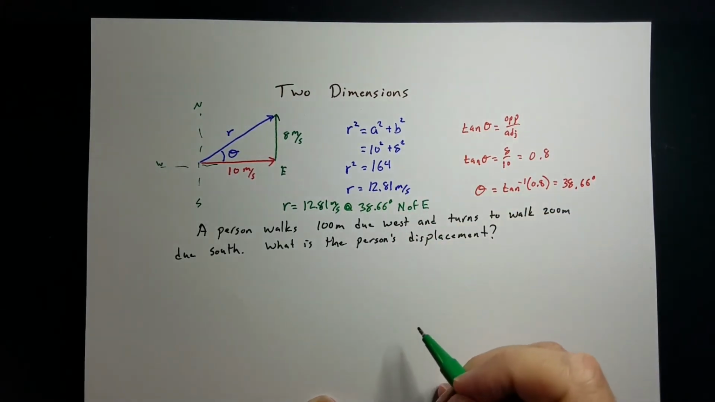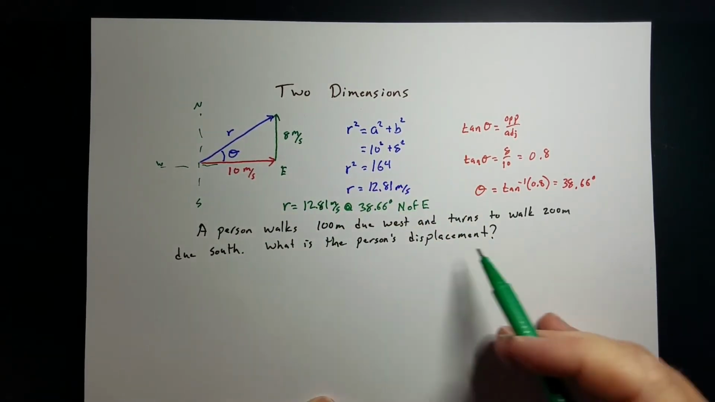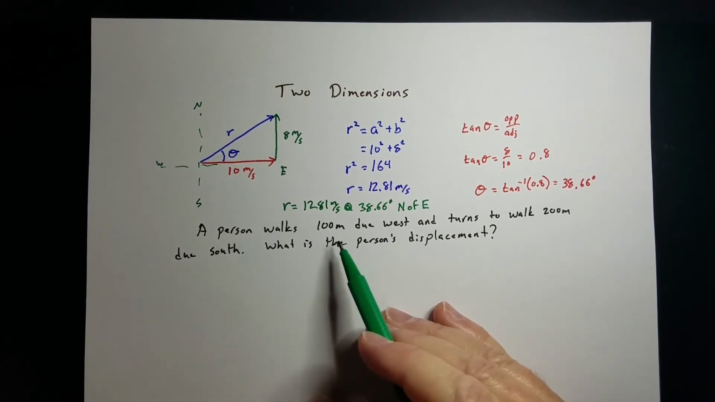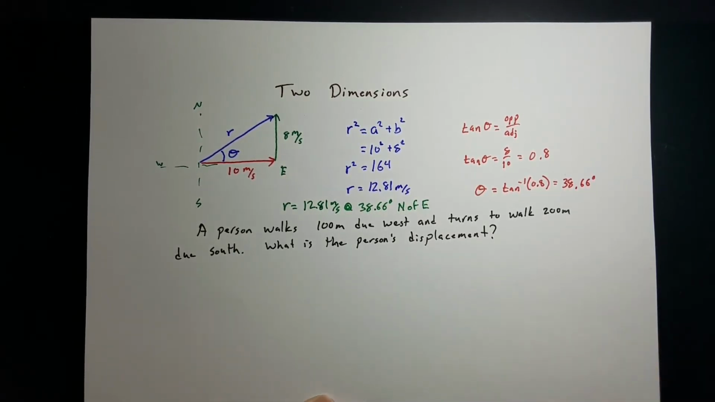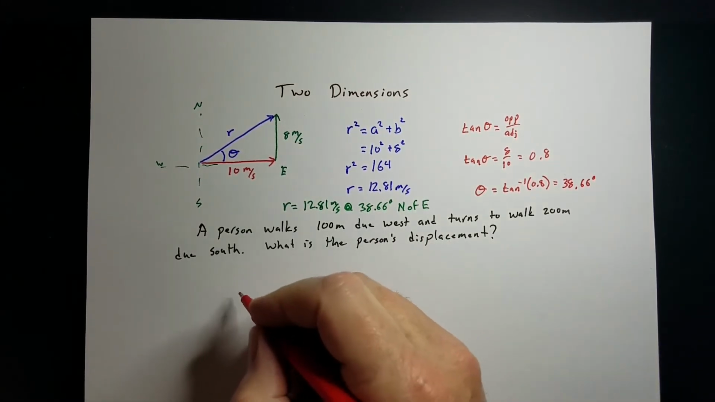There we go. Now usually you won't have it already drawn out. Usually the statement will be in words like this one, sort of like a pirate map. Person walks 100 meters due west, turns and goes 200 meters due south. What's that person's displacement? I always recommend drawing the horizontal one first, whether it's given in the problem first or not. I always like drawing that one first.